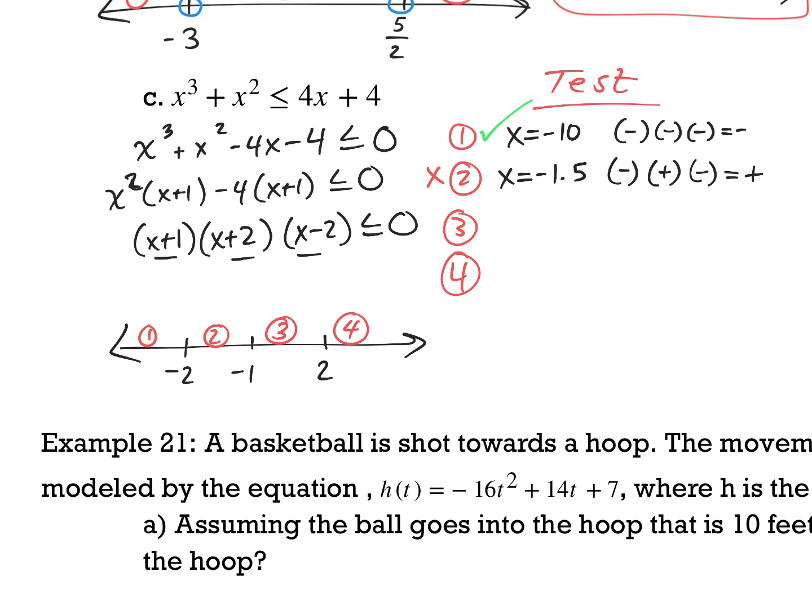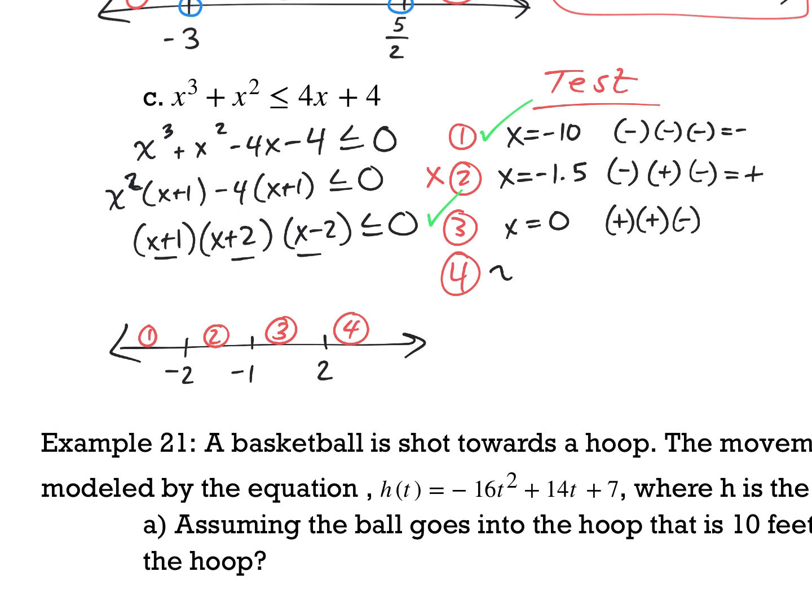Interval 3, I'm going to plug in 0. That's a nice easy one, between -1 and 2. When I plug in 0, I get a positive times a positive times a negative. 1 negative will lead us to a negative answer, so interval 3 will work.